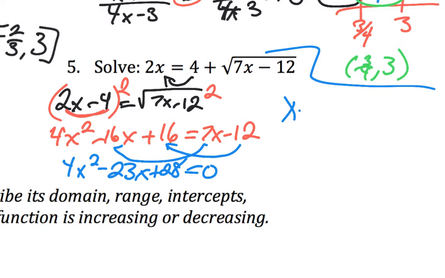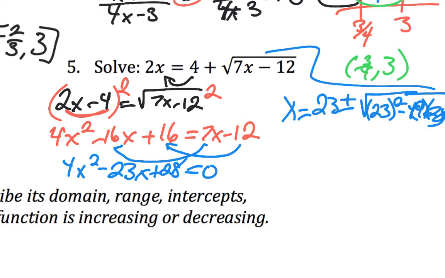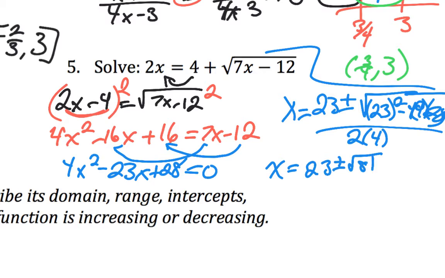So I'm going to show you x is equal to negative b, so 23, plus or minus the square root of b squared, 23 squared. If you notice I dropped the negative, that's fine because once you square it, it always is positive. Minus 4 times a times c, all over 2a. So we get x is equal to 23 plus or minus the square root of 81 over 8. So that's 23 plus or minus 9 over 8.